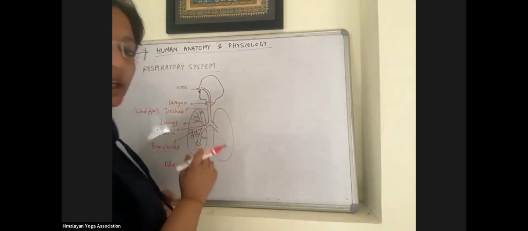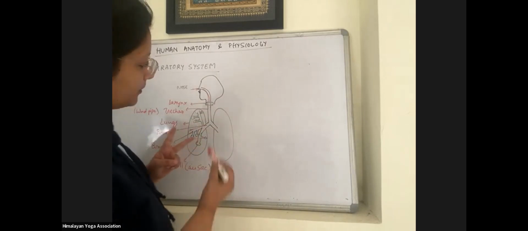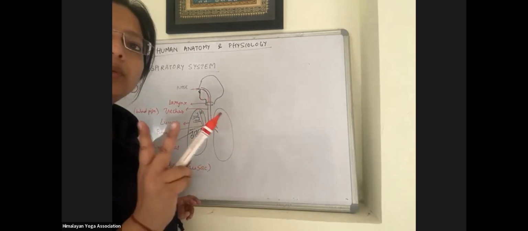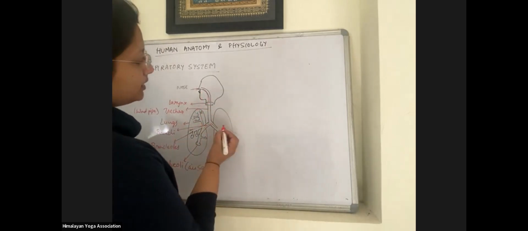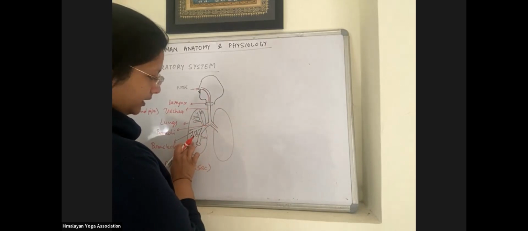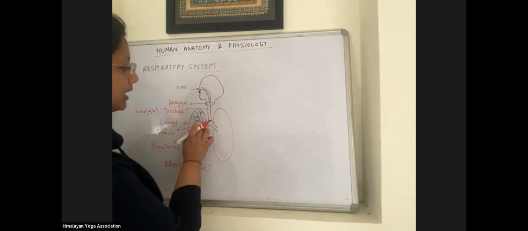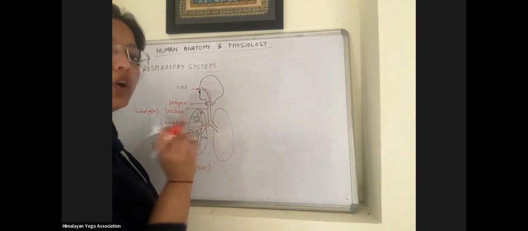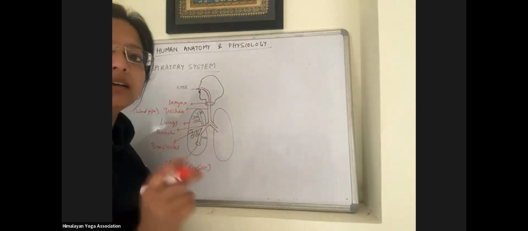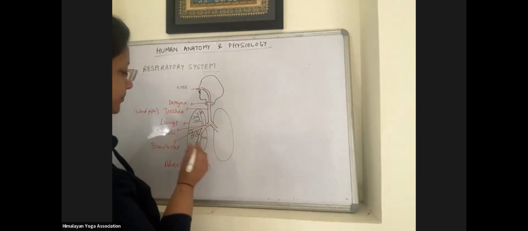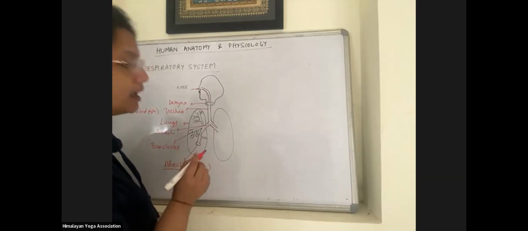Then this trachea gets divided into two branches because we have two lungs. So this is bronchus, but together they are called bronchi. Okay, then this is left lung, this is right lung. Each bronchus gets divided into different branches called bronchioles. Each bronchiole ends at alveoli. Alveoli is the air sac. So in this alveoli, the gaseous exchange takes place.